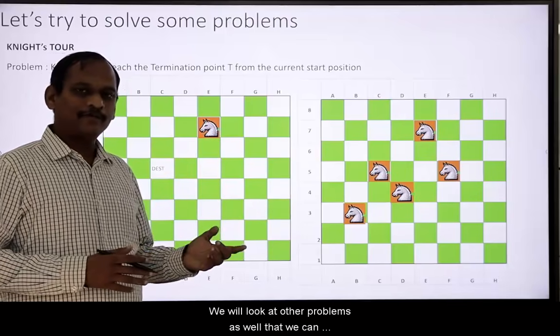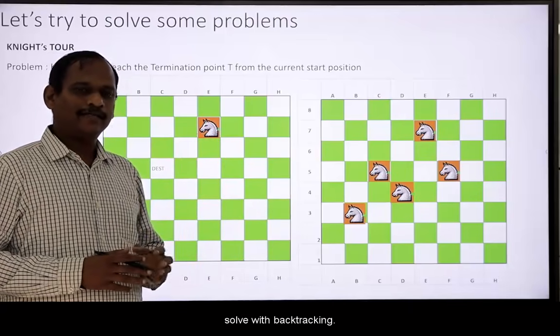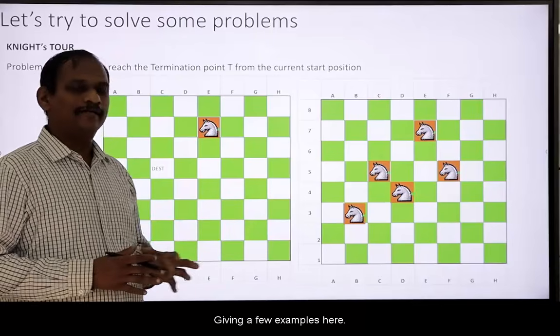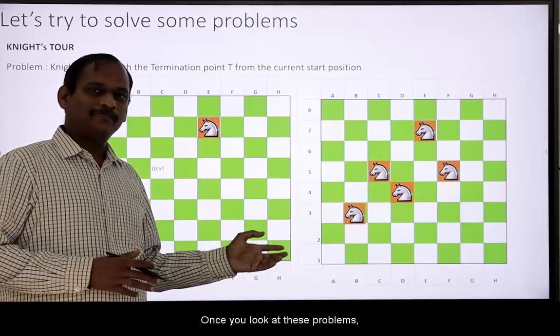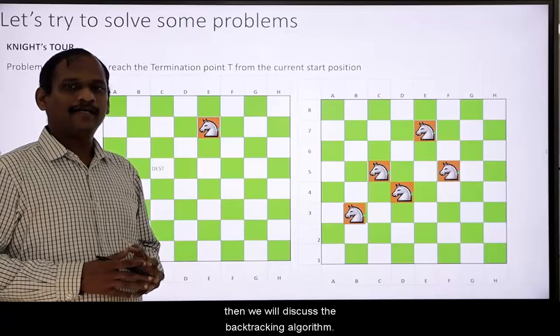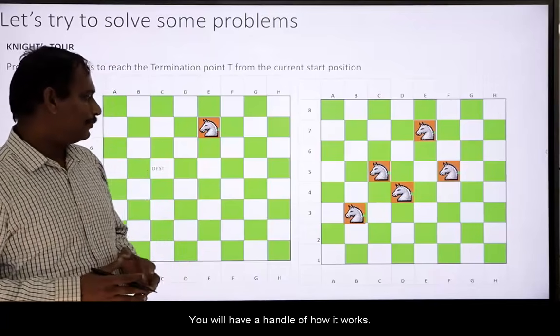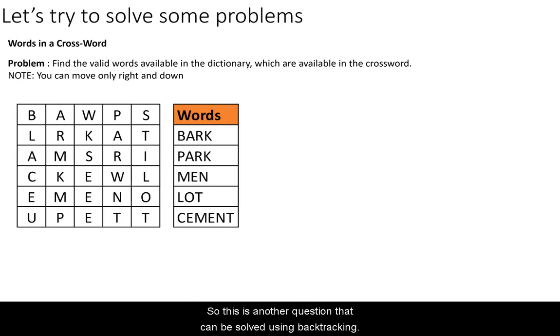We will look at other problems as well that we can solve with backtracking. There are many more that can be solved. I'm just giving a few examples here. Once you look at these problems, then we will discuss the backtracking algorithm. You will have a handle of how it works. Let's move on. So this is another question that can be solved using backtracking.